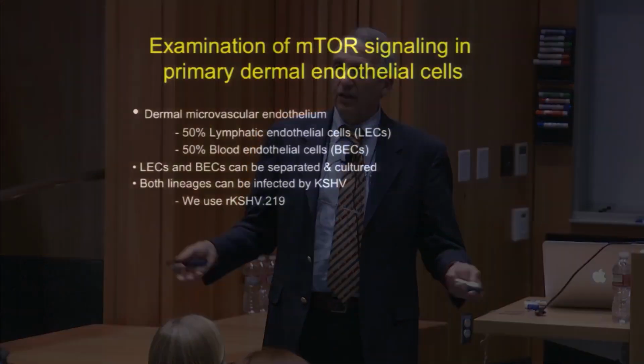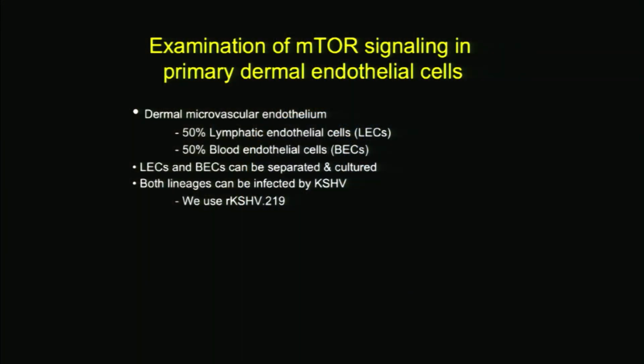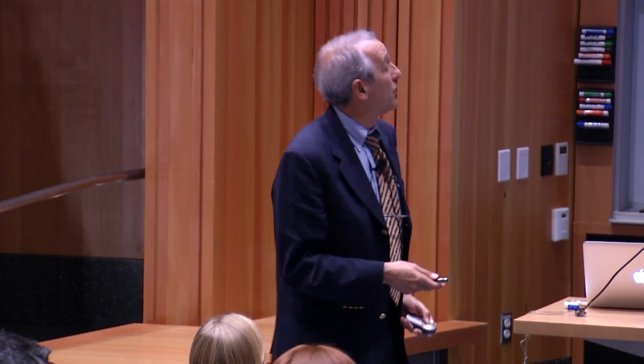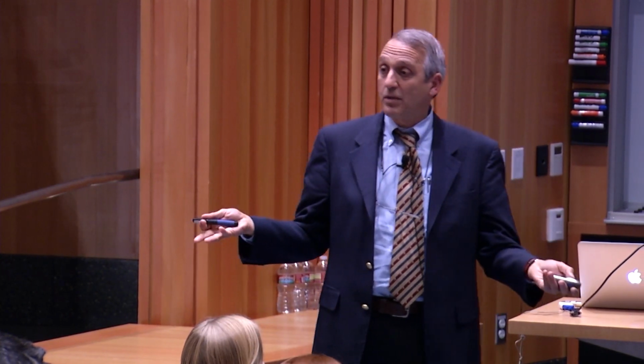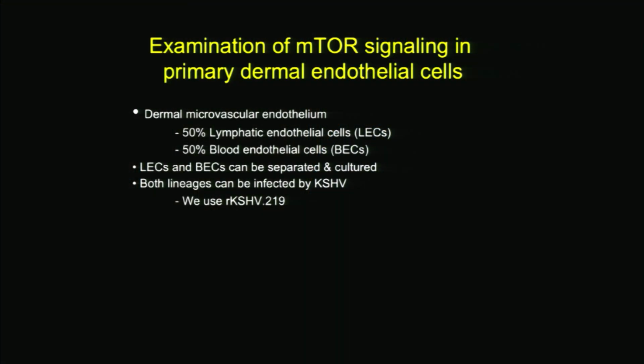Okay, so now KS occurs in the skin, and the targets are dermal endothelium. And as I said before, these can either be coming from dermal lymphatics or dermal blood vessels, and you can actually prepare primary cultures of microvascular endothelium that's either lymphatic or vascular in origin by sorting them according to certain markers. I won't go into that, but these can even be bought commercially now. Primary cells directly from human skin. Okay, both lineages can be infected by KSHV.